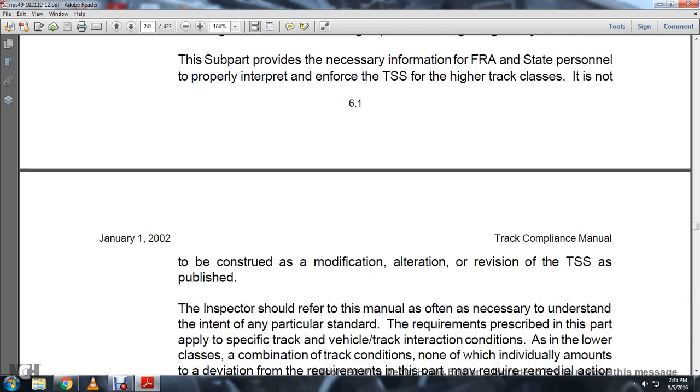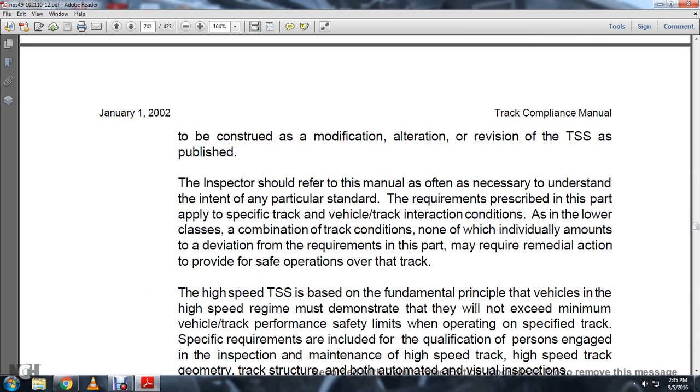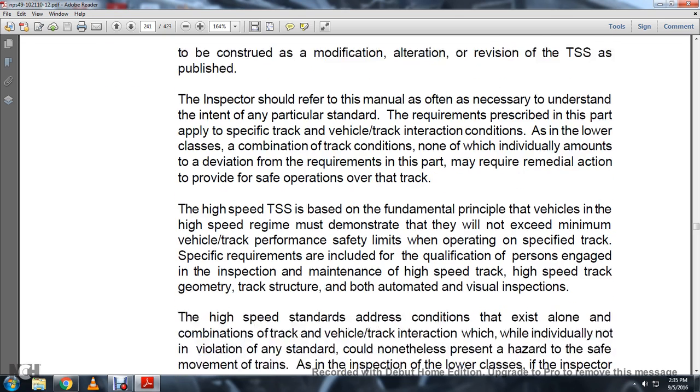This is not to be construed as a modification, alteration, or revision of the track safety standards as published. The inspector should refer to this manual as often as necessary to understand the intent of any particular standard. The requirements prescribed in this part apply to specific track and vehicle track interaction conditions, as do the lower classes, or to a combination of track conditions. None of the individual amounts of deviation from the requirements in this part may require remedial action to provide for the safe operation of the track.